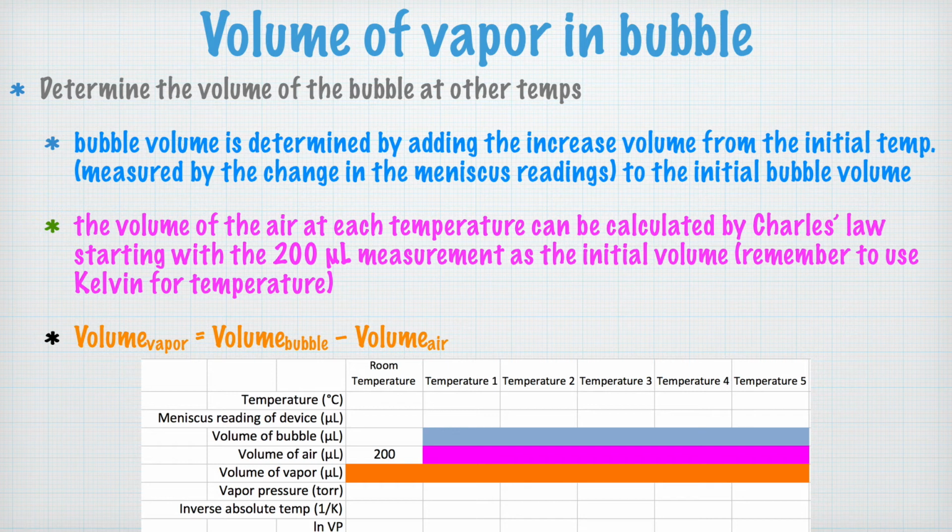And so now you'll have the bubble volume at each temperature, which is the blue box. You'll have the volume of the air, which will be the pink box. And so the difference then is the volume of the vapor at each temperature, which is the orange box. Okay, so that's easy to do in Excel. You can get all those numbers. And once you have all those numbers, then it's a relatively straightforward transformation to get it to vapor pressure.